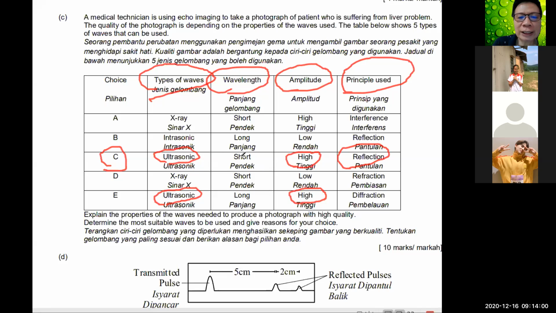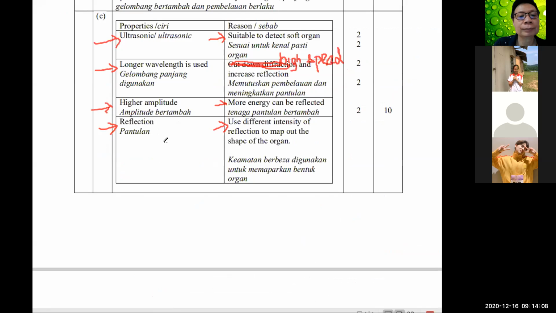So I think you change this answer to short. Sorry, the answer is wrong. Now we choose short. Okay, short. So you change to short. Short, and then we give a reason now. Short wavelength. The reason is to avoid diffraction. No diffraction will happen.